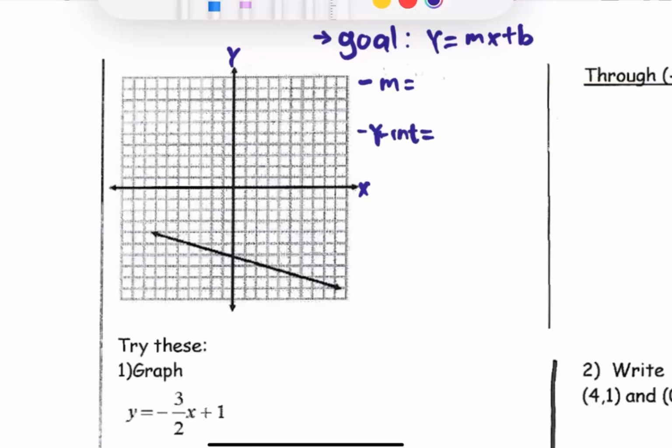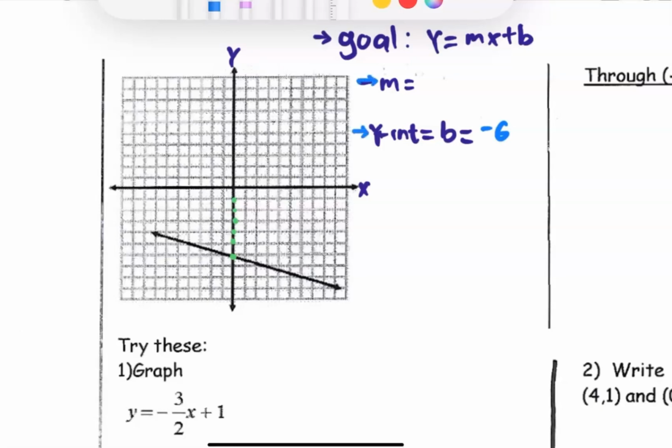And I'm going to write int for intercept, just to make it shorter. So b, on the y-axis right here, my graph crosses the y-axis at this point. So I need to see what that point is. I'm going to go down 1, down 2, down 3. I think it's really hard to see, so I'm going to use green. Down 1, down 2, down 3, down 4, down 5, down 6. That means my y-intercept is at -6.